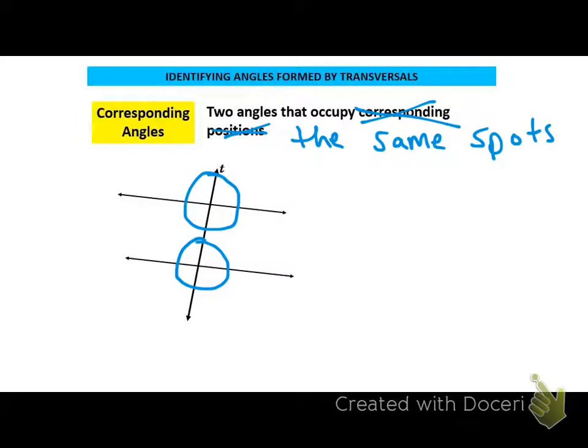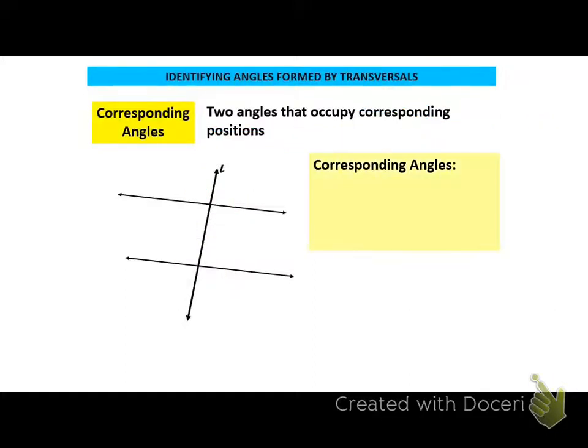So what angle is in the top left of this first intersection? Tell me on your page. What number is this? Top left. 1. So 1 is going to correspond with the top left in the other intersection, which is 5. Yeah. 1 and 5, they're both in the top left of their intersections. So with 1 color, I would highlight 1 and 5. They are corresponding because they are both in the top left.